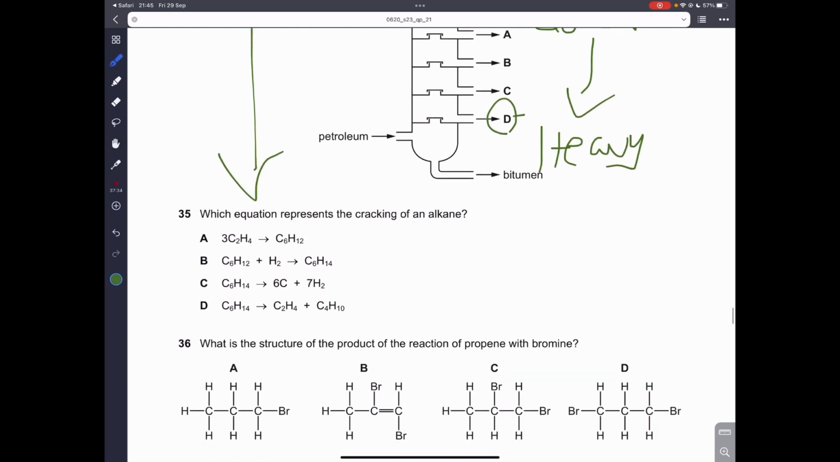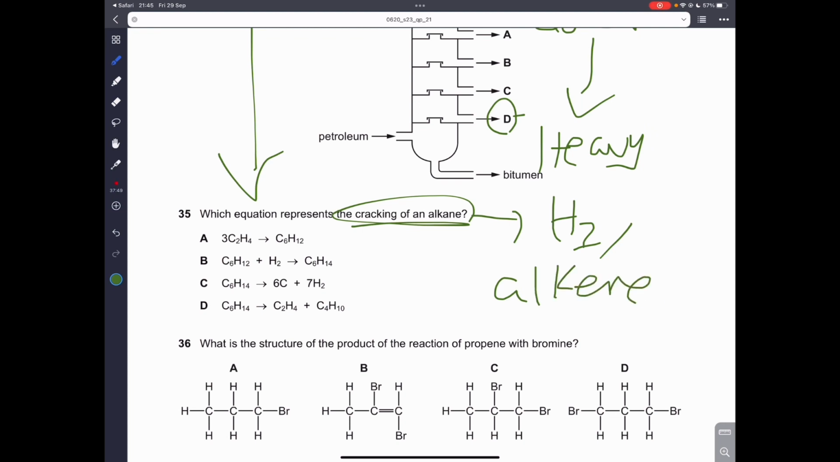Now, question number 5. Which equation represents the cracking of an alkane? Now this is basically, you just have to play around with the equation a little bit. If you crack an alkane, it could produce hydrogen. It will produce an alkene in the process as well. So when we look at it, we can definitely cross out C, because C does not make sense at all. You cannot form a carbon and hydrogen basically like that. It does not separate it into different atoms, right?